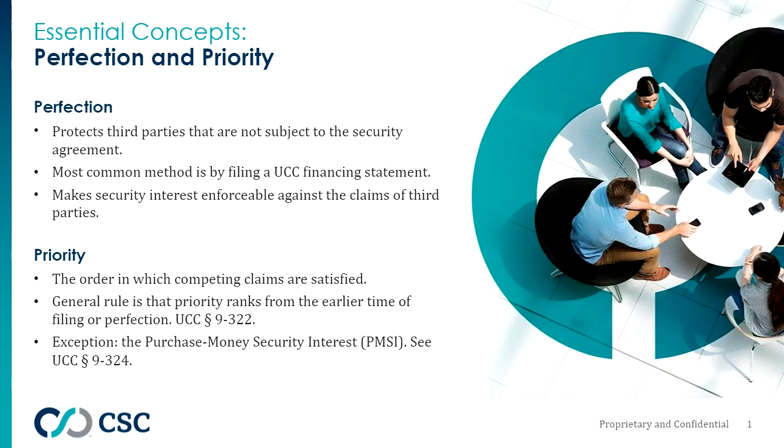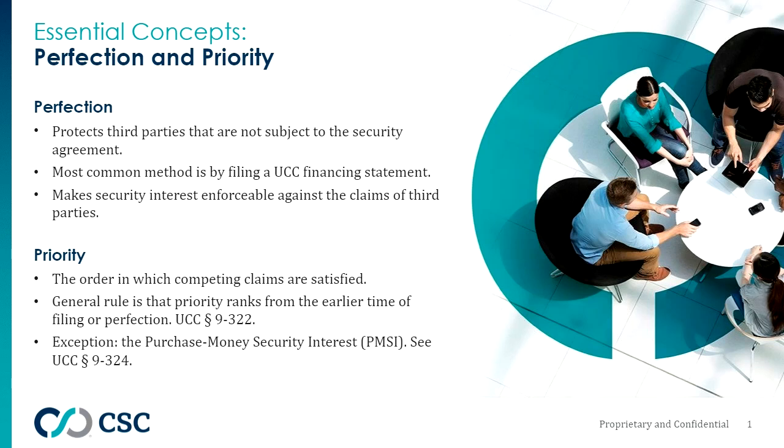And the key with perfection is that it makes the security enforceable against the claims of third parties. So by filing that document in the public record, you have made the world aware that you have a claim to the collateral that is listed in that security agreement. The UCC may list what some of the collateral is, but the security agreement really is what secures the collateral.